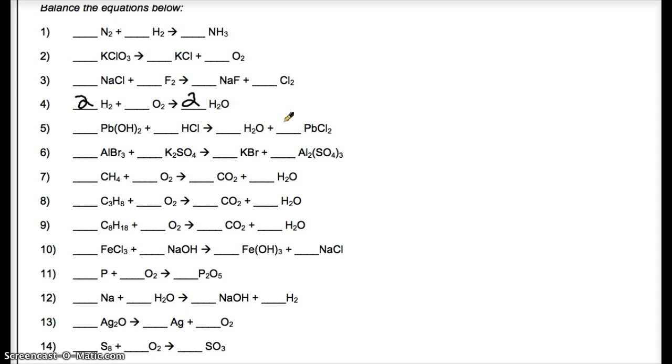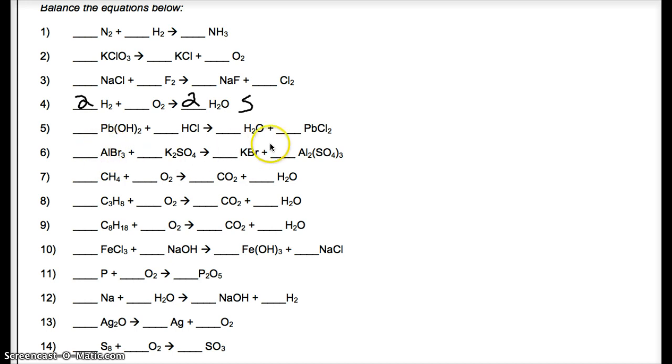Okay, so now we take a look at this and we see that we've got 2 things coming together to form one product. Remember, if we get one product, that is a synthesis reaction. And I'm just going to put S for synthesis. Okay, so we did number 5, so let's skip to number 6.